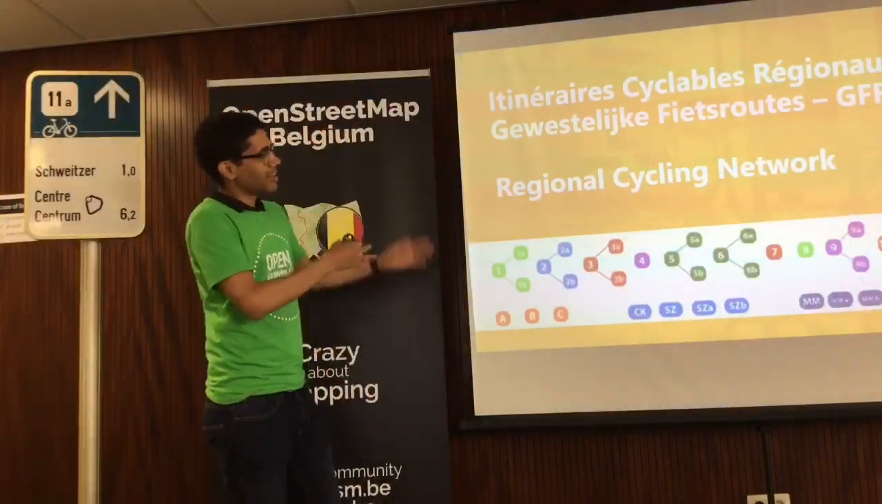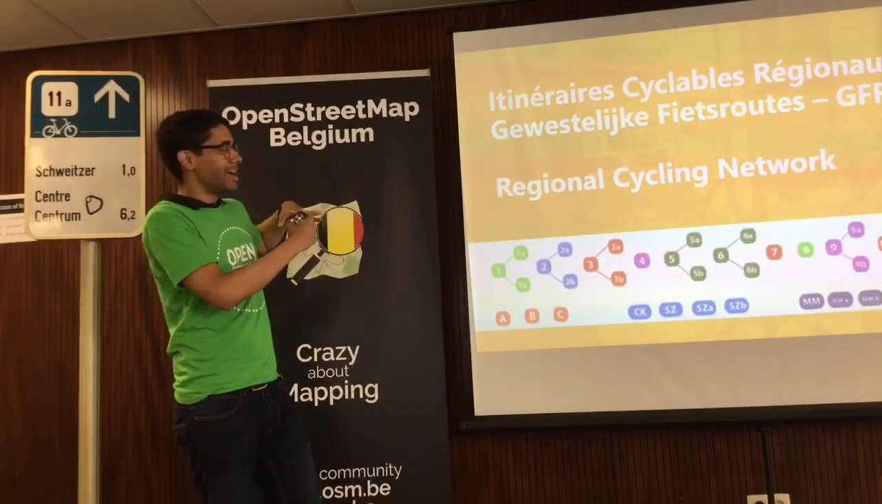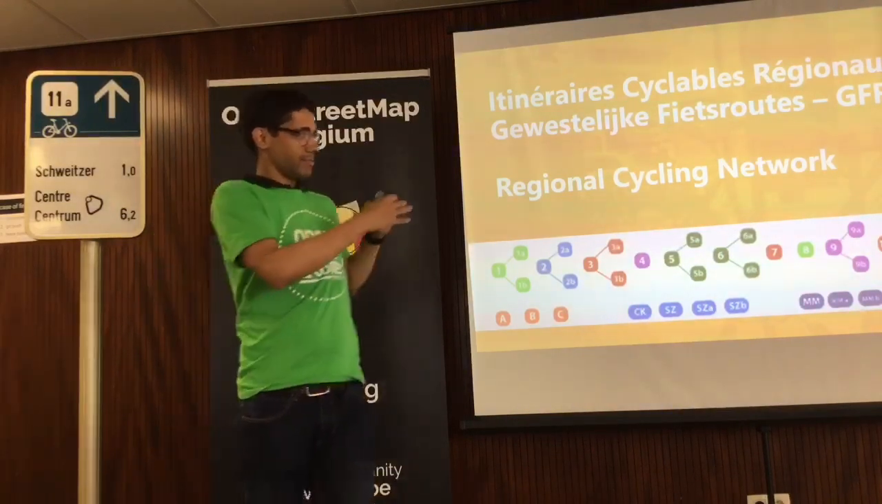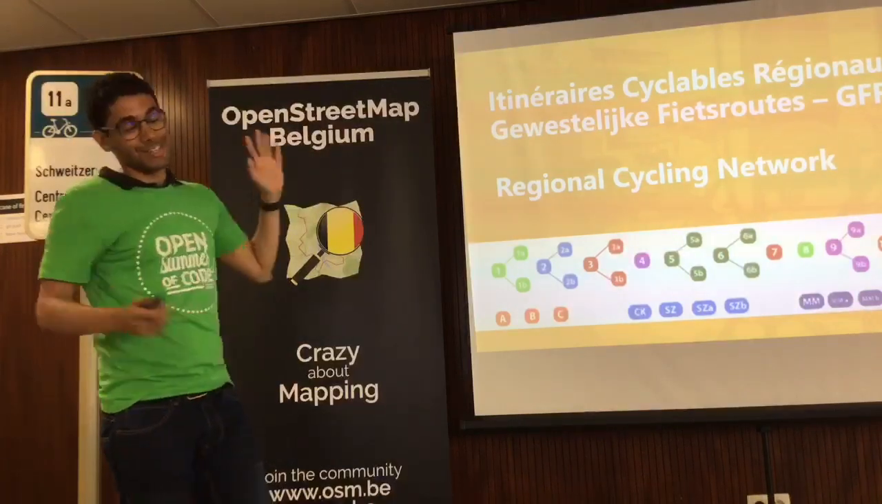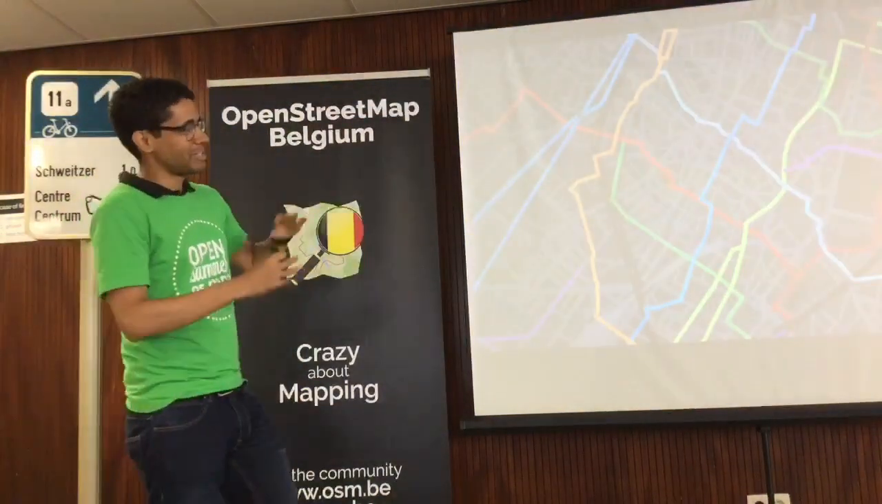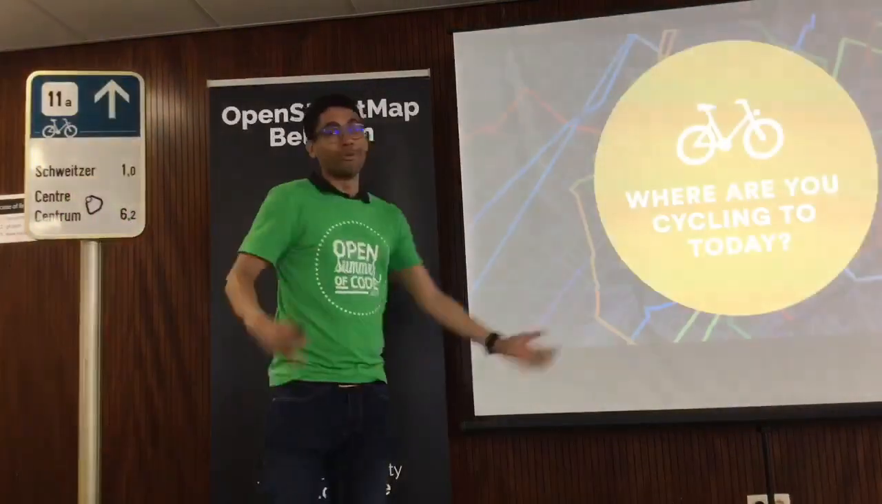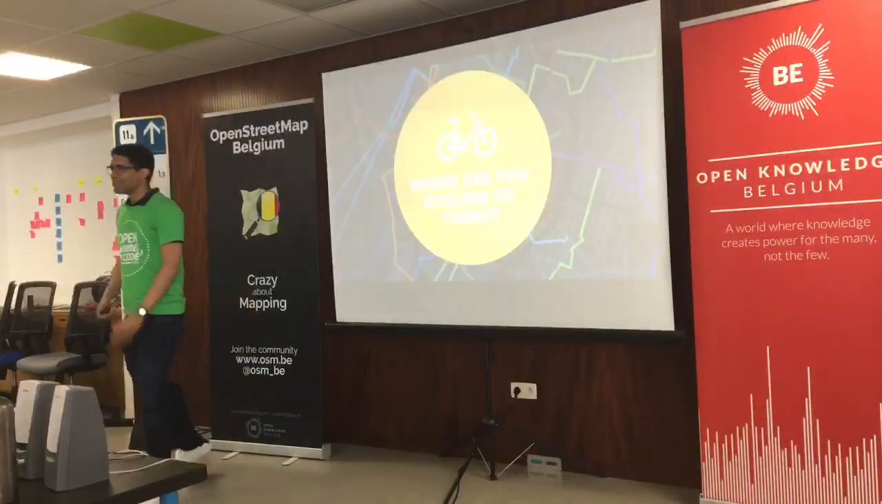So this route system has a color system and also a coding system, and then you have a network that goes all over Brussels. I'll show you a map, and this is just a preview. And so with this map, you probably want to go somewhere today. You know, you want to go from point A to point B, and how will you do that?